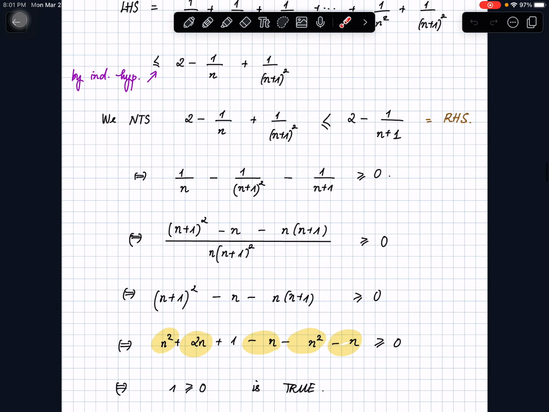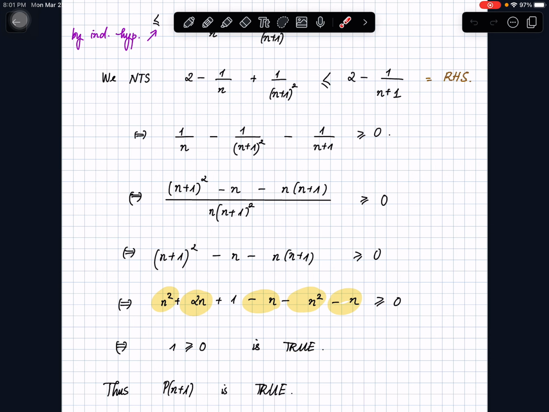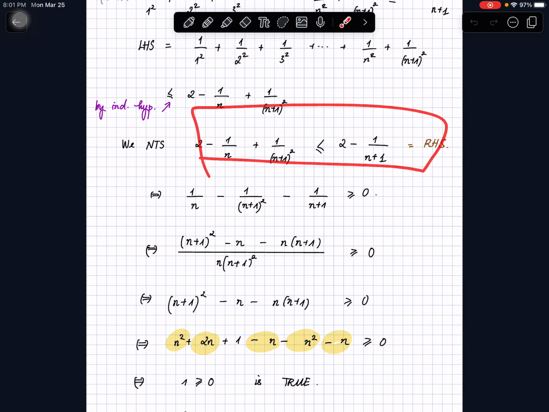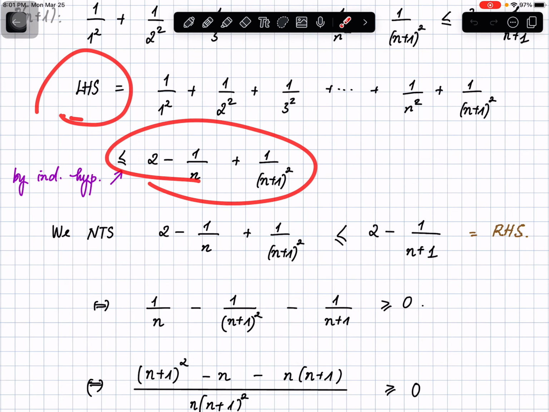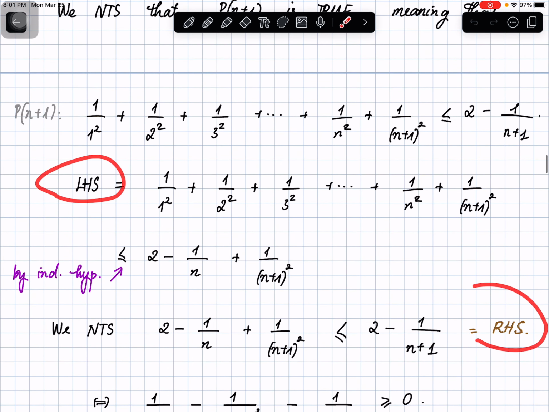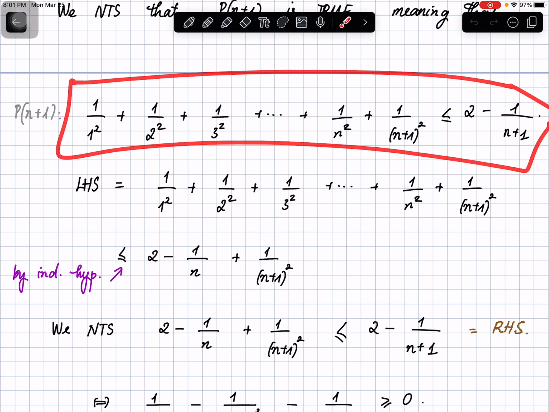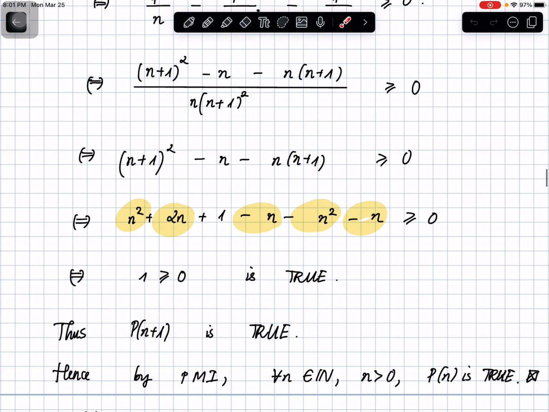Therefore this is equivalent to something always true, equivalent to 1 greater than 0. Therefore this is true, and therefore the left hand side is less than the right hand side. So we have the left hand side less than the right hand side, less than or equal to the right hand side of P(n+1). So we did prove that this is true. Therefore P(n+1) is true. By the principle of mathematical induction, we know that P(n) is true for all n greater than 0. So we are done with this proof.